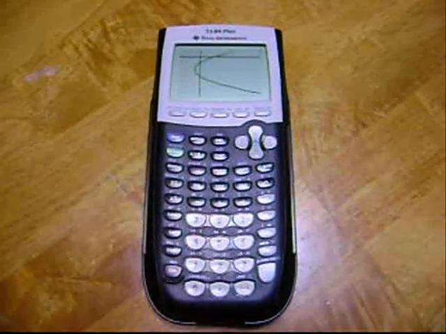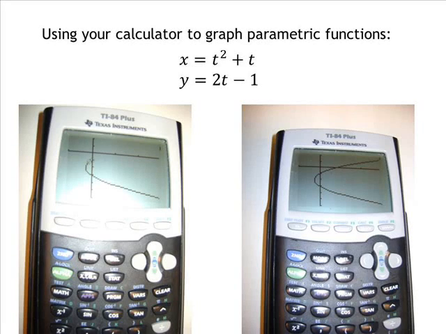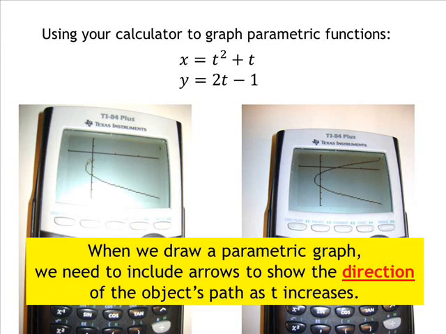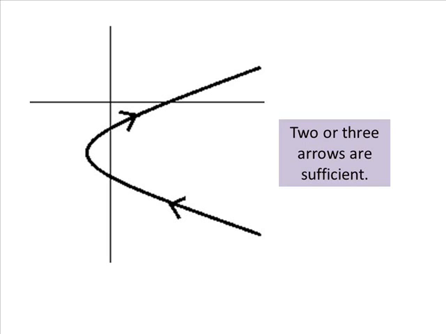See the little circle? It's like watching somebody's head from above as they walk along the parabolic path. That's pretty cool, huh? When we draw a parametric graph on our own paper, we need to include arrows in order to show the direction that the object traveled as t increased. Now, that's a nice picture. Don't clutter up your picture with lots and lots of arrows. 2 or 3 are sufficient.